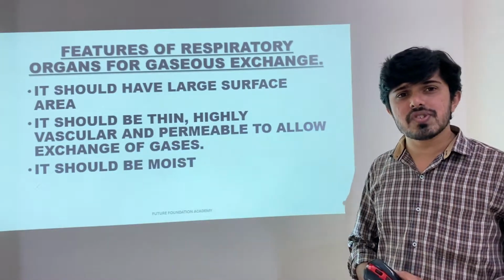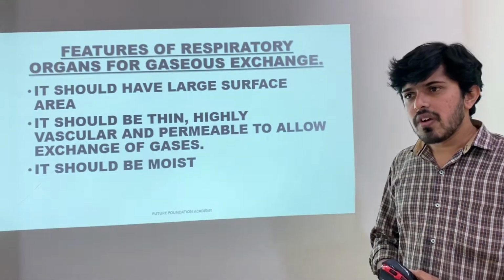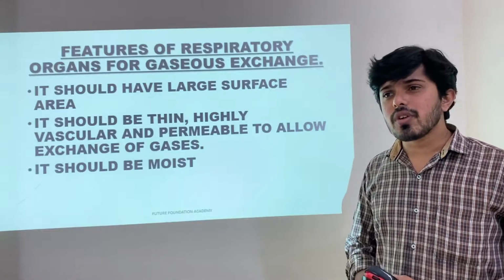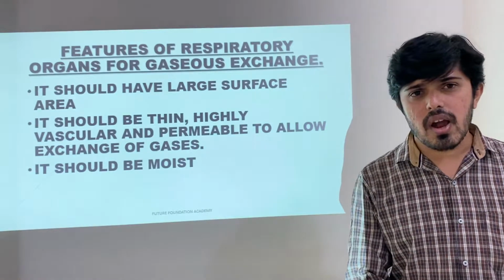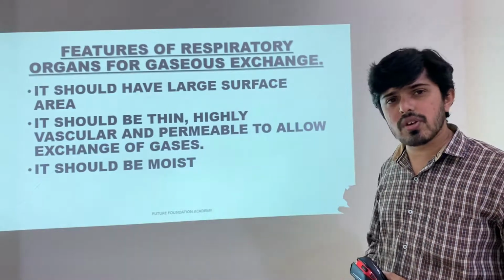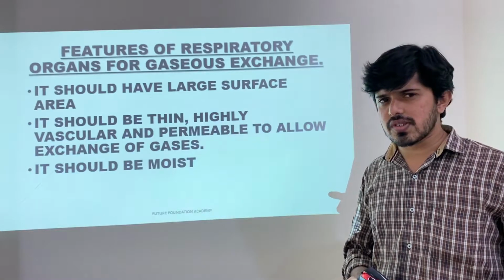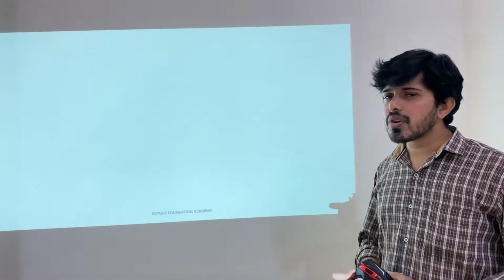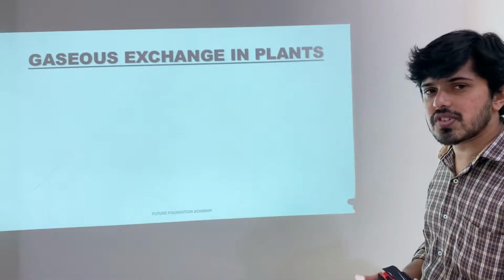Before going towards the human respiratory organ, that is the lungs or human respiratory system, we are going to study the respiratory organs of different organisms. Different organisms, from plants to lower organisms to higher organisms, all show different variety in respiratory organs. So what are they? First we are going to see plants, and how gaseous exchange takes place in plants.